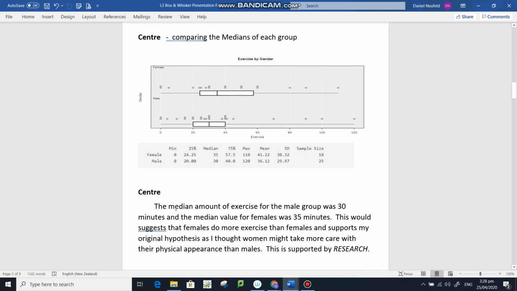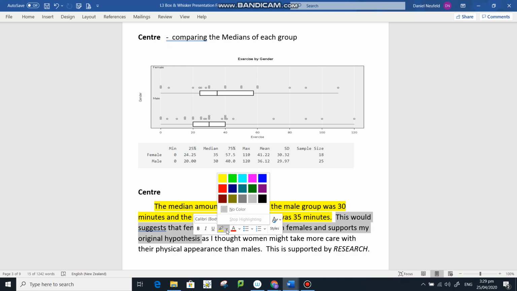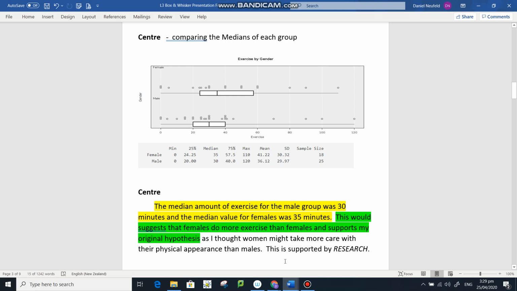Again, the median amount of exercise for the male group. So you're trying to actually be specific about the group, not just say the male median is bigger. It was 30 minutes, and the female median was 35. Again, just straight up what it is, achieved. And then I went into this supports my original hypothesis as I thought. That's more of a merit kind of comment.